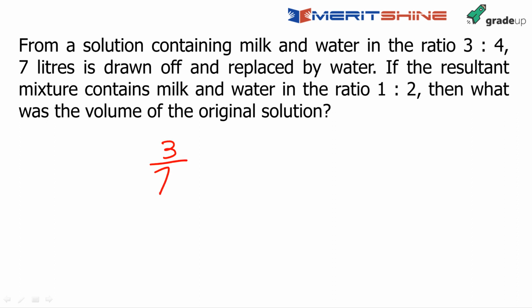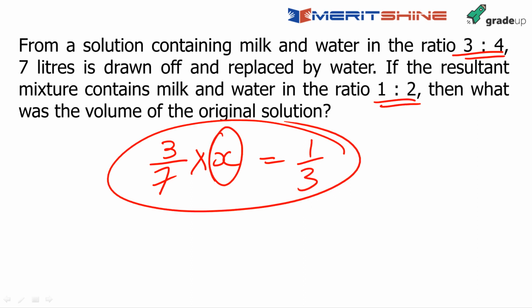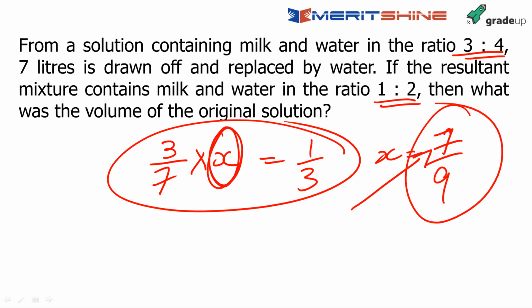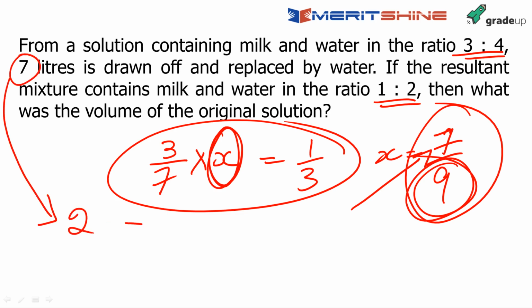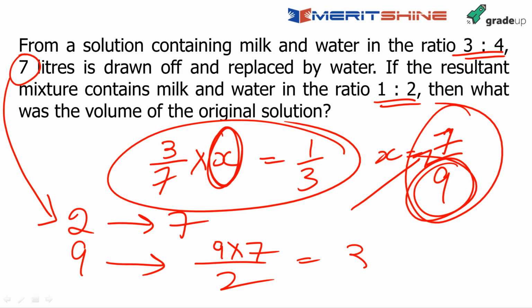You start with 3/7, you put an X here, 3/7 because of this, and you write 1/3 here. So this X becomes X is equal to 7/9. It means that 2 parts must have been removed from every 9 parts, so 2 out of 9. So this 2 parts corresponds to 7. So this 2 corresponds to 7. So 9 would correspond to what? That becomes 9 into 7/2, which gives you 31.5.